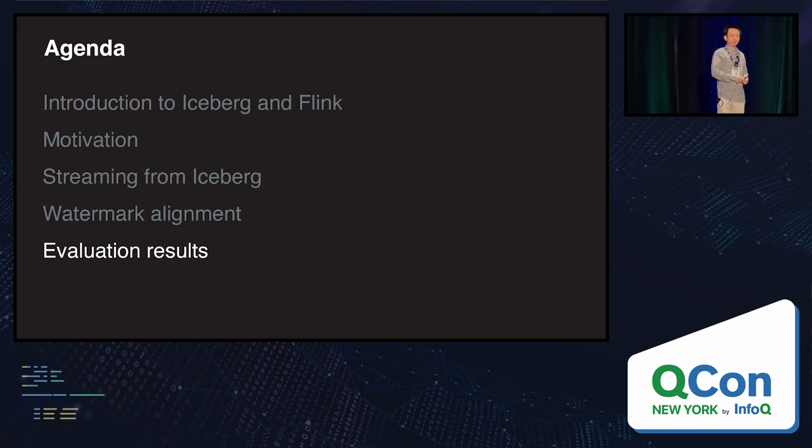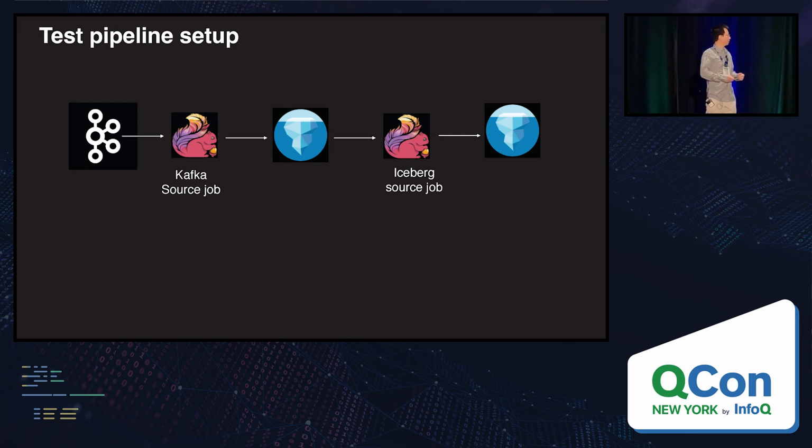Finally, we're going to look at some of the evaluation results. This is a test pipeline setup. We have a Kafka source job, read data from Kafka and write the same data into an Iceberg table. Then we have an Iceberg source job, streaming data from the input Iceberg table and writing the same data into an output Iceberg table. It's like an Iceberg middle maker.